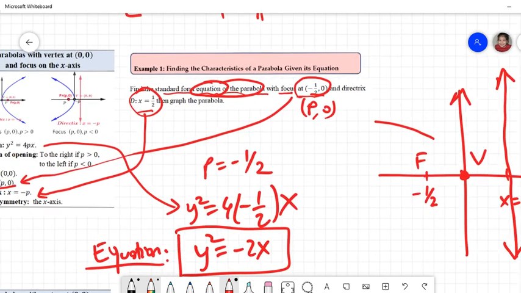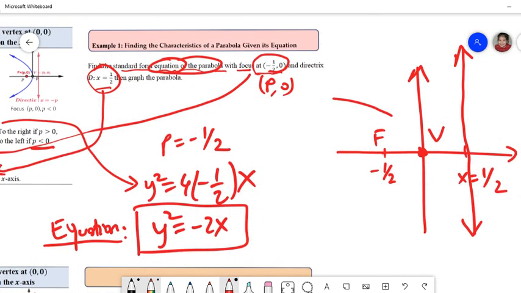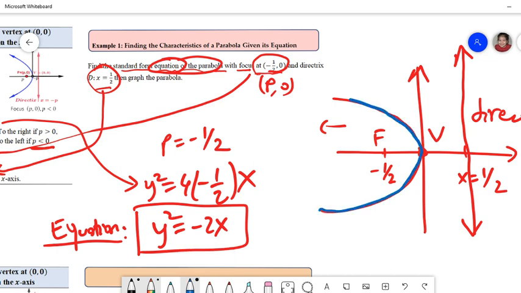And it will open to the left because p is -1/2. Also you can check, if the directrix is here and the focus is here, it will always open toward the focus side. So it will be like this. So this is the graph of our parabola y squared equal to -2x.